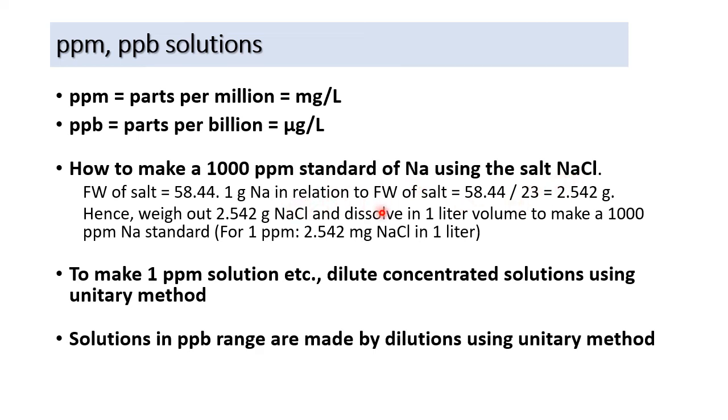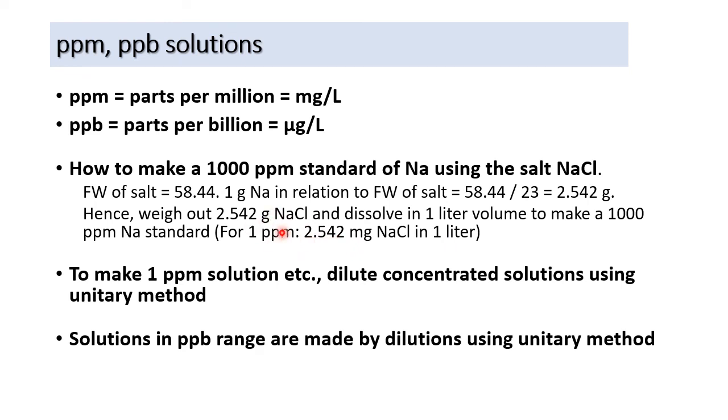So 1 gram of sodium in relation to the formula weight of salt is 58.44 divided by 23, because 23 is the formula weight of sodium. This comes out to be 2.542 grams. So if we weigh out 2.542 grams of sodium chloride and dissolve it in 1 liter, it will give us a 1000 ppm standard solution of sodium. And if you want to make 1 ppm of sodium, then it will be 2.542 milligrams of sodium chloride dissolved in 1 liter. So it is 1 ppm.